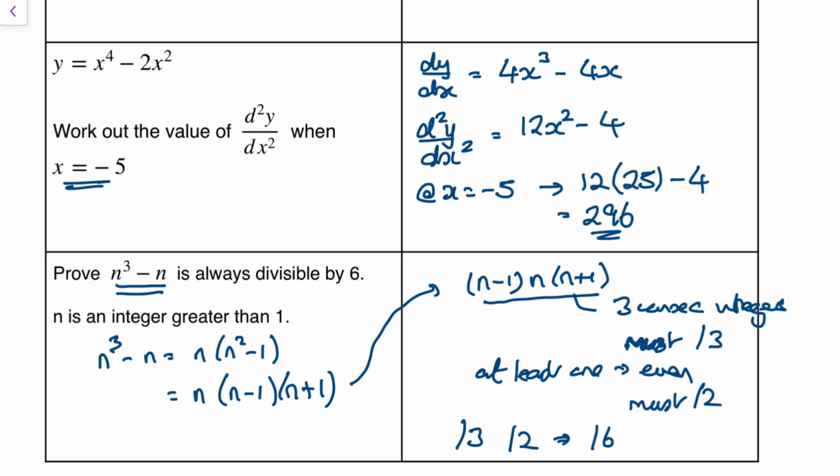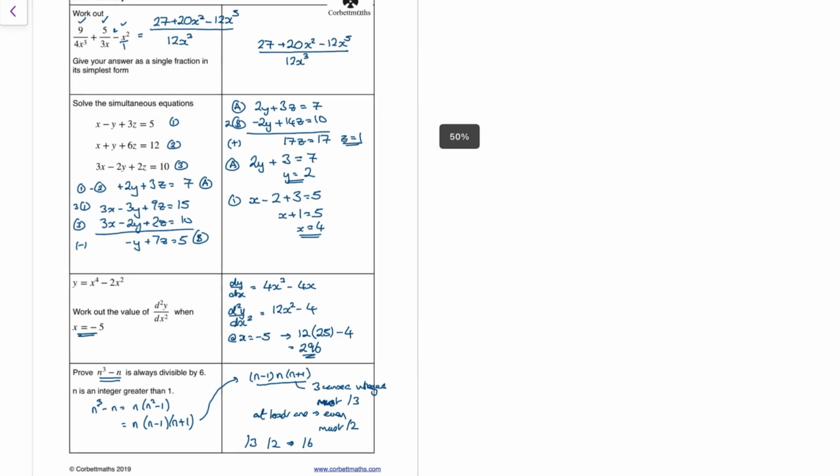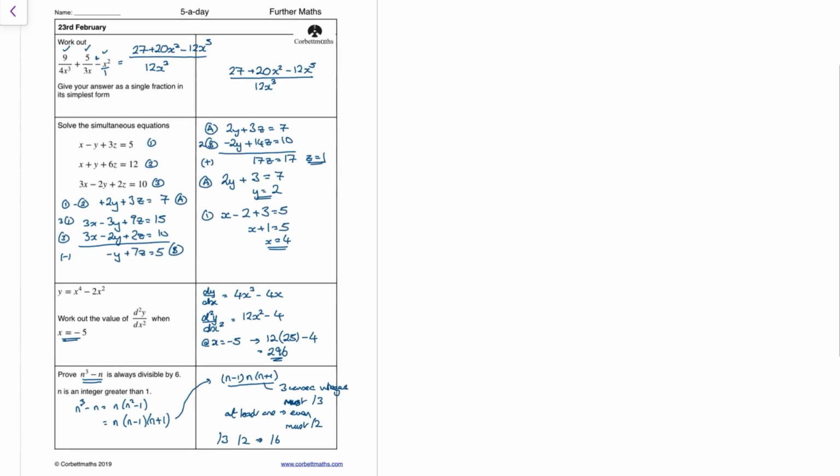If you haven't seen that before, it's a really nice thing to see. Once you've seen it, you will remember it, and hopefully it doesn't come up in your exam, but it's a nice thing anyway. It will come up at A-level, by the way, so it's one of those things that comes up every now and then.